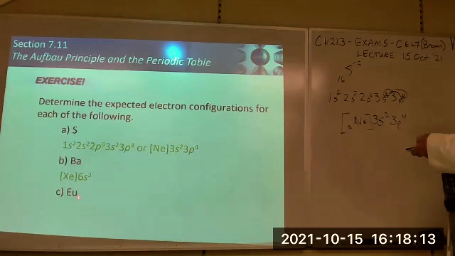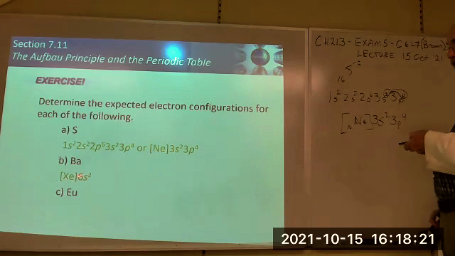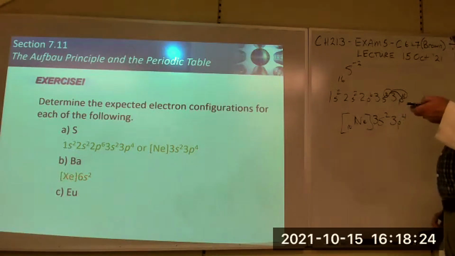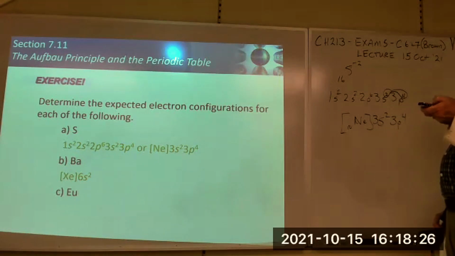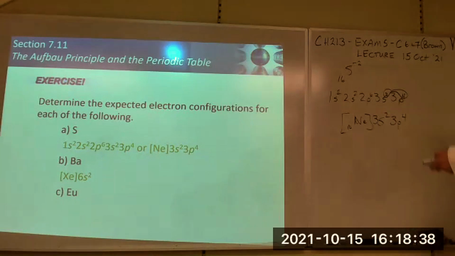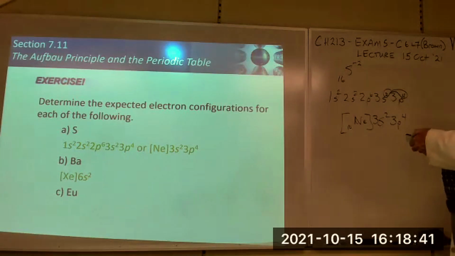And you can do the same thing with barium. We could write it out like this, string it out, all like that. Or you can say, okay, what's xenon? Xenon is, if we go barium and backwards, we go barium, cesium, xenon. And then what do we have left? We have 6s2. That's it. And you see your valence electrons.